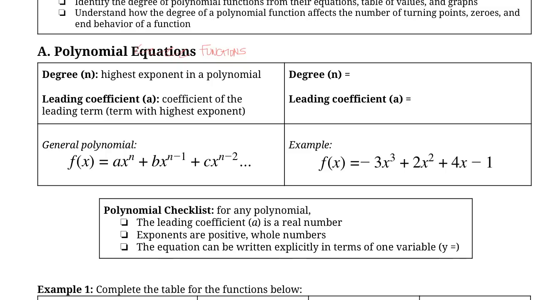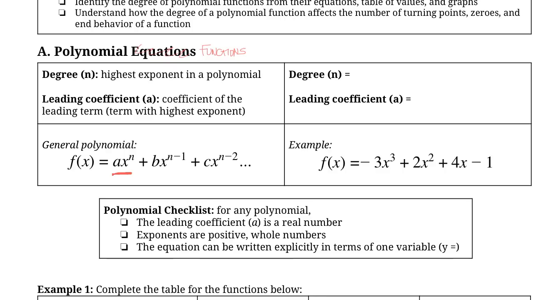So the degree, first of all, the degree of a polynomial, we call that n in this course. And we can see in our general case, or any polynomial in general, we have ax to the n, and that's just our highest exponent. The leading coefficient a is basically the number that comes in front of that variable with the highest exponent. We call that the leading term, and in front of the leading term is the leading coefficient, which in this case is a.